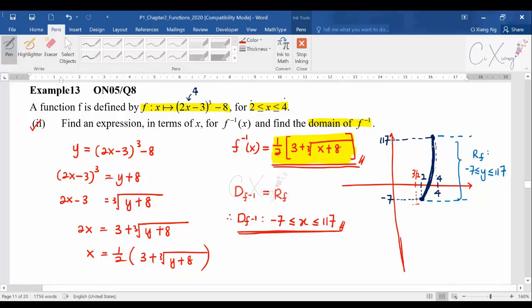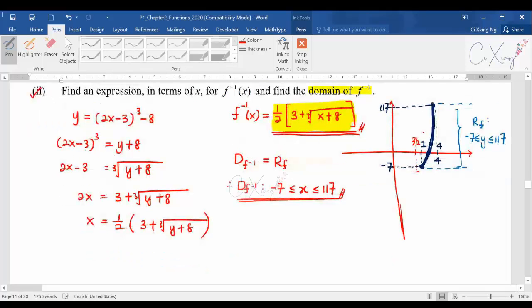Okay, so this is our example 13. Hopefully you have the idea and roughly know the style of A-level inverse function question. Okay, let's continue to another example. Example 14.